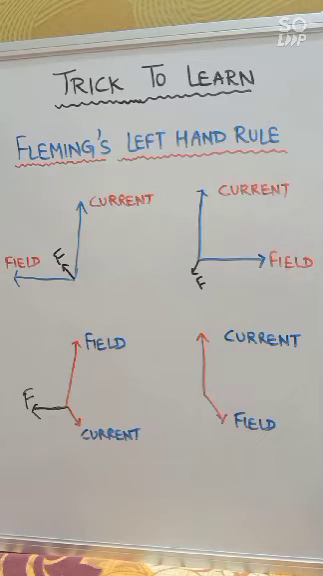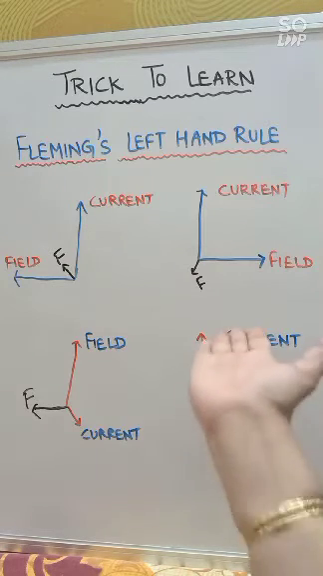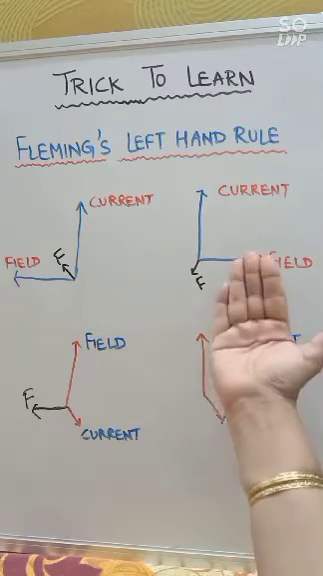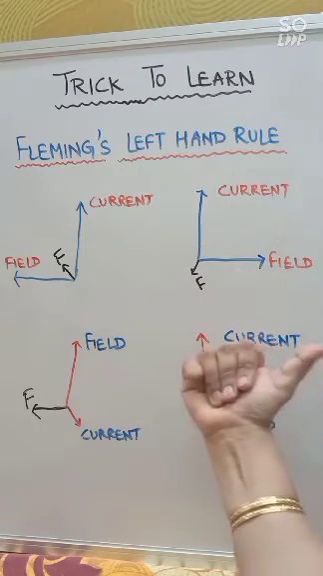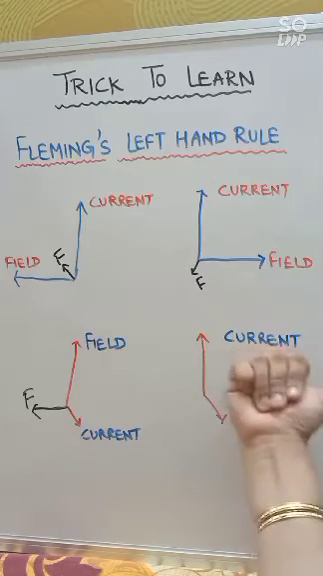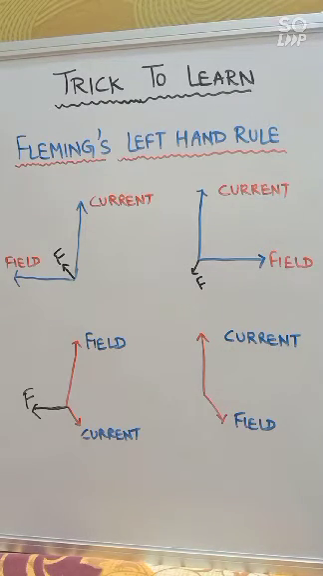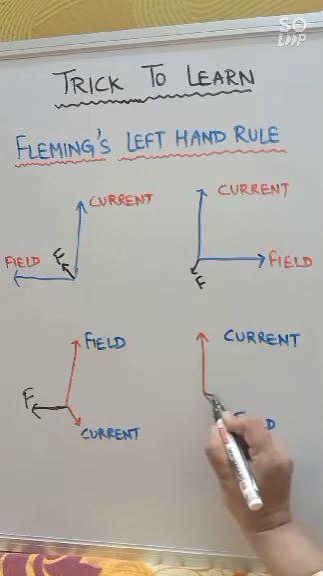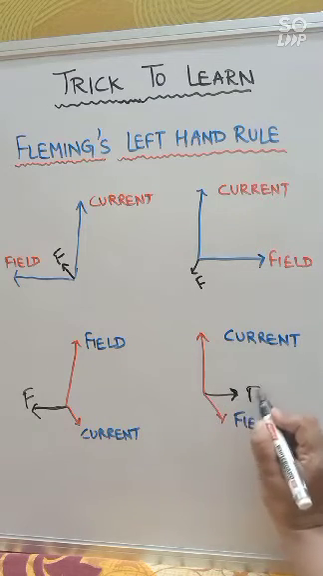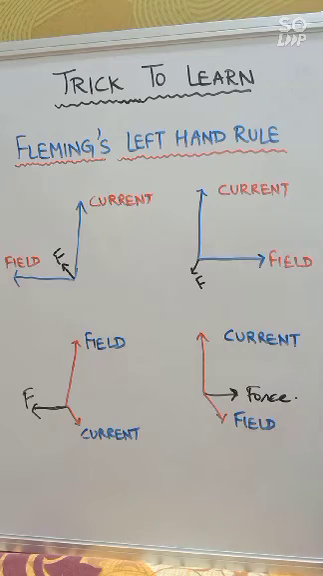Let's talk about another case. Again, current is there and magnetic field is there. We have to see in which direction the conductor is going to move, or the motion of the conductor. As I told you, current is pointing inwards. You need to curl your fingers towards the field. It is moving towards the right hand side. So this way I think it's very easy to make out in which direction the force is going to act.